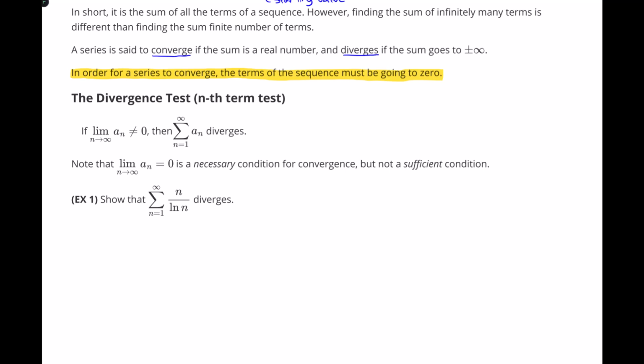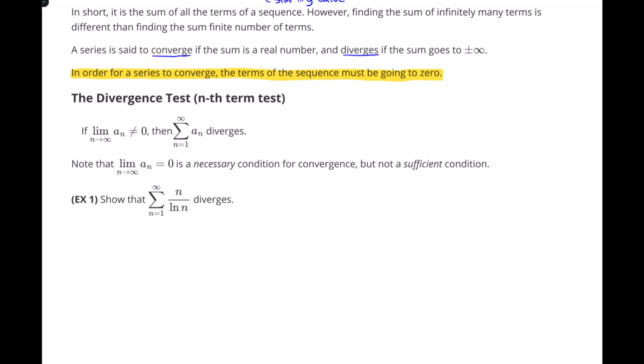And it states that if the limit as n goes to infinity of some sequence is not 0, then the series of those sequence terms diverges. That's all there is to it.